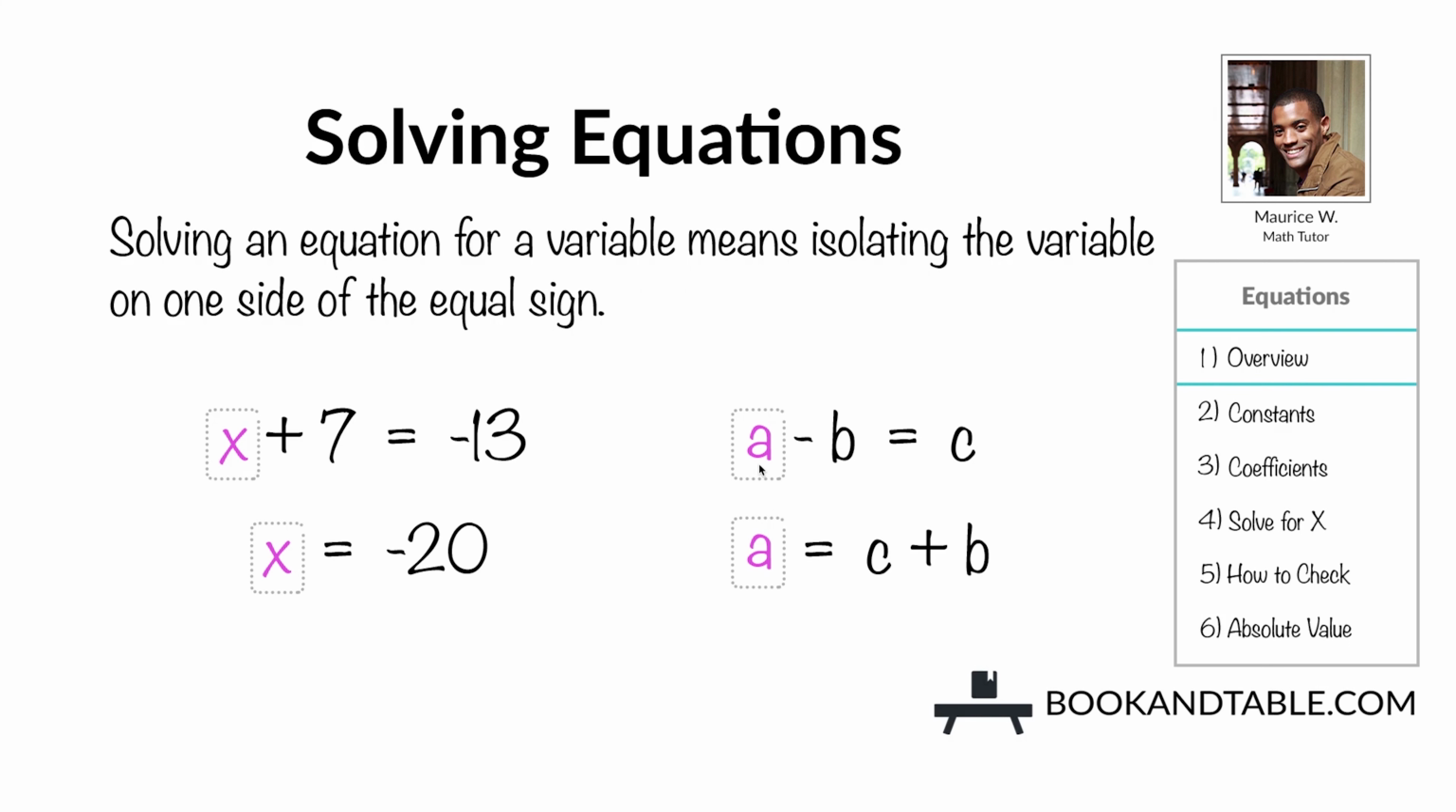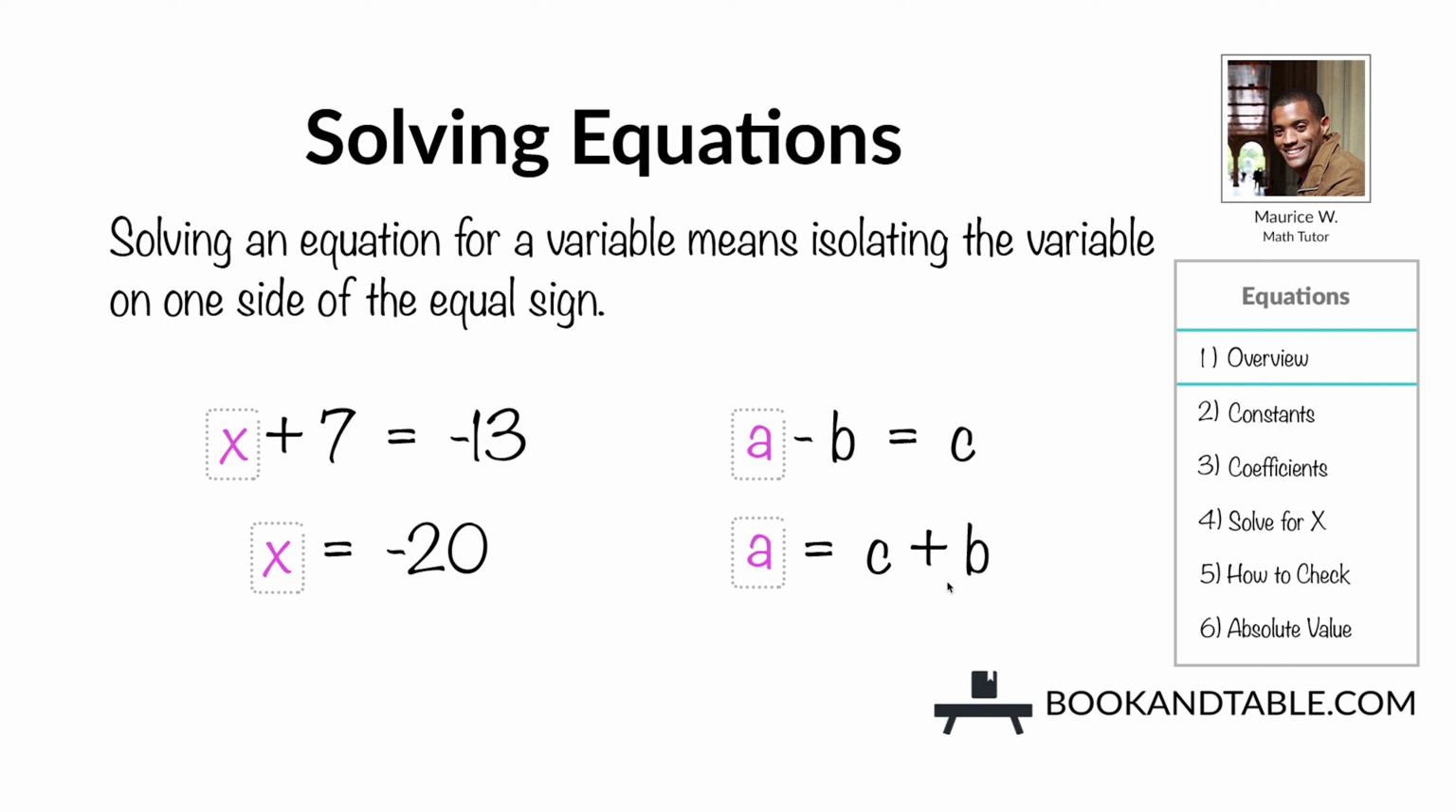When you're asked to solve an equation, what you're being asked to do is to isolate that specific value on one side of the equal sign and to place all the other values on the other side. So in the previous example, we had x plus 7 is equal to negative 13. Well, if we isolate x on the left side of the equal sign, we see that it has a value of negative 20. This can also be done with variables. If you are given a minus b is equal to c, and you're being asked to solve for a, if you isolate a on one side of the equal sign, we see that it has a total value of c plus b.